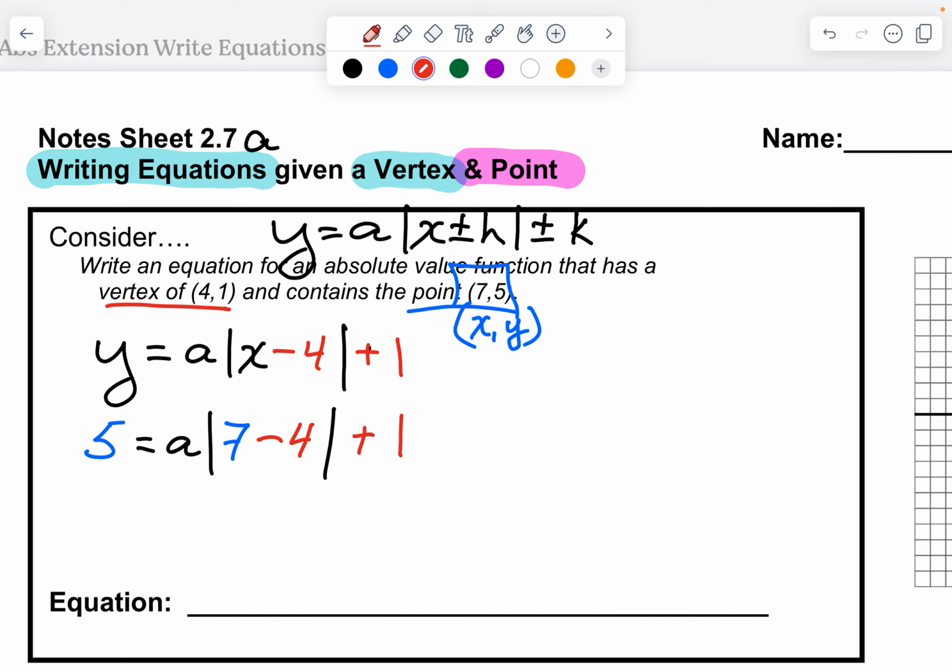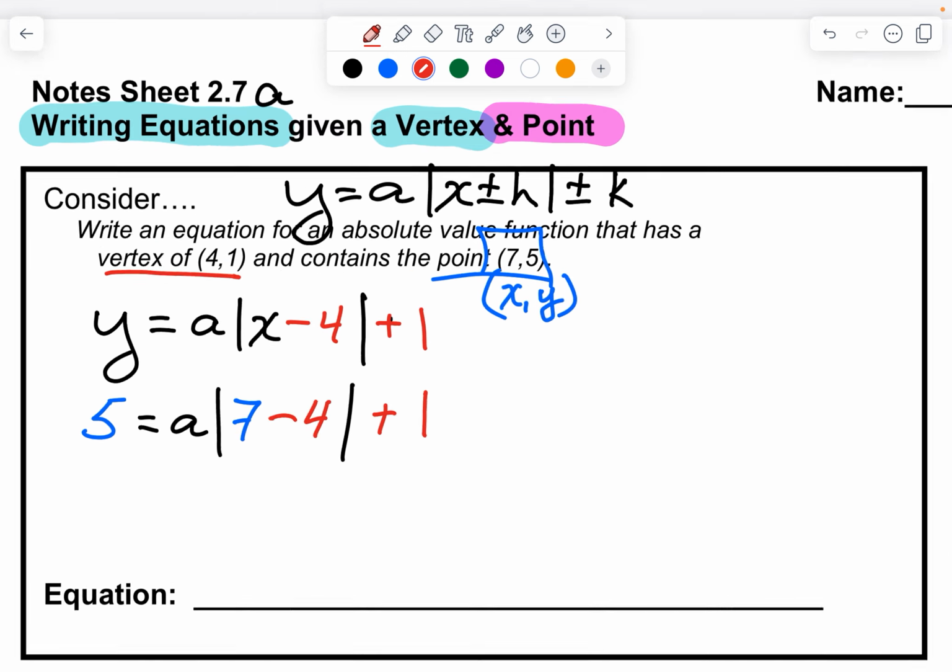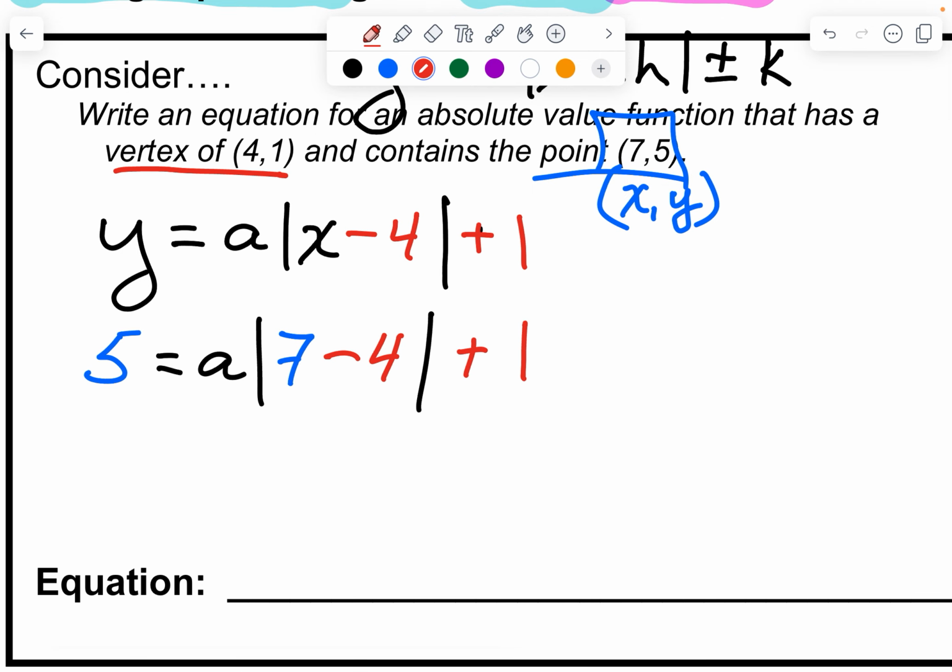Now notice that I still have my vertex plugged in, but now I have the ability to solve this equation. And look what I'm going to be solving for. That's right, I'm going to be solving for a. You're going to learn in a couple of minutes through this lesson that that's actually the goal of these problems, to find a.